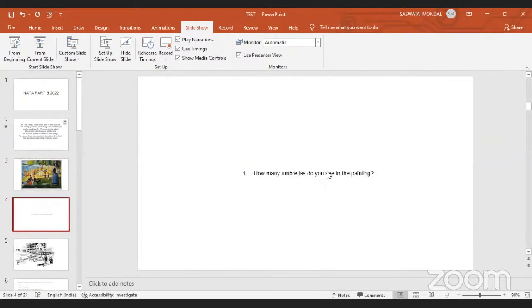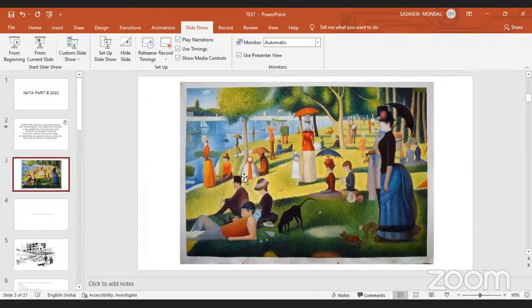First one was, how many umbrellas do you see in the painting? Now everyone, you can unmute yourself and tell whatever answers you have written. 5. See, here we see 1, here 2, here 3, here 4, and one over here, 5. Okay. Anything else that we see? I can see more umbrellas. Do you guys see the same?